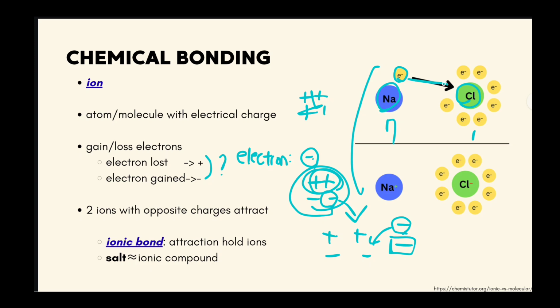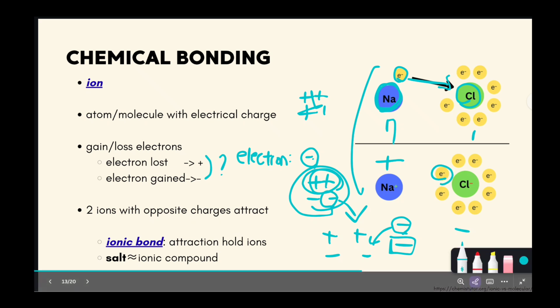Therefore, Na gives an electron to Cl. Then we can say that Na lost 1 electron and Cl gained 1 electron. Therefore, Na becomes positively charged and Cl becomes negatively charged as it gains 1. This is called an ionic compound, and salt is a famous example of it.